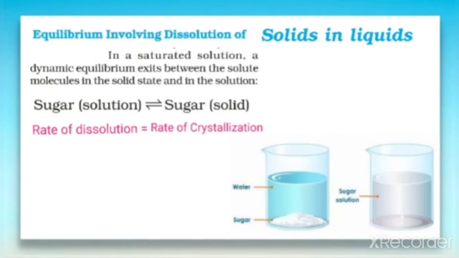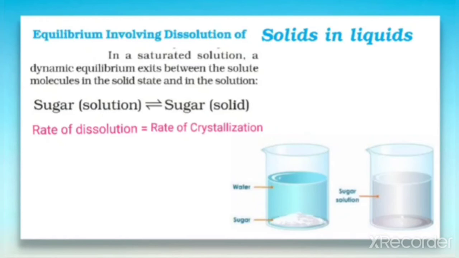That means further solid will not get dissolved, but actually the solids are dissolving at the same rate at which the already dissolved solid in the solution gets crystallized, that is, forms crystals of sugar back. So the two processes are taking place at the same rate, and both processes are opposite. So here we can say that the equilibrium stage is attained.